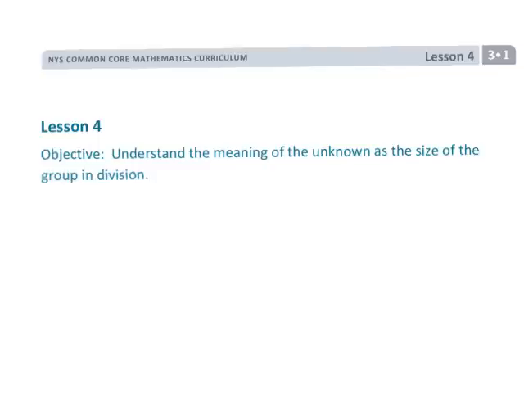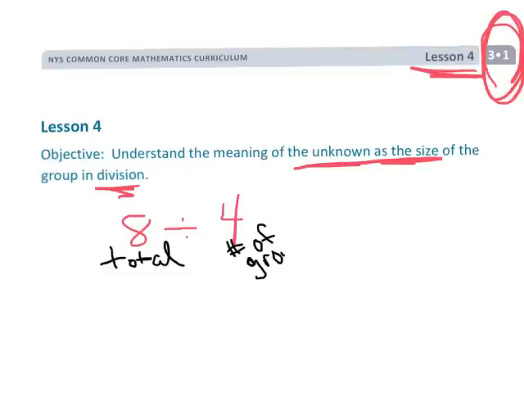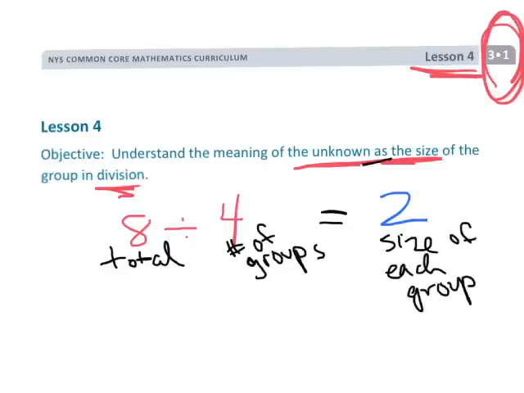All right, this is grade 3, module 1, lesson 4, where we begin to talk about division. For this lesson, the unknown is the size of each group. So when we see a problem, for example, 8 divided by 4, 8 is going to stand for the total, and 4 is going to stand for the number of groups, which means the answer, in this case 2, is going to be the size of each group. And that's what they're talking about here, the unknown as the size of each group.